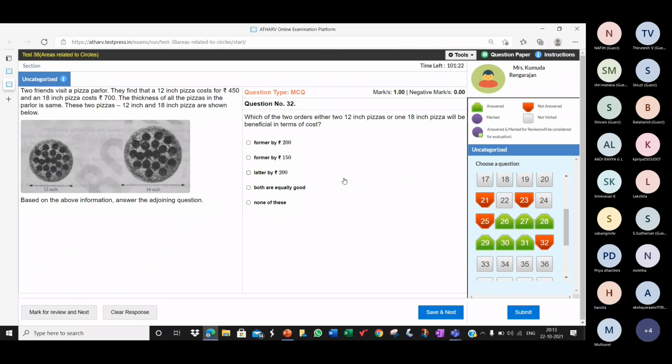So the first option, meaning the first order, will cost you 900 rupees. The second order will cost you 700 rupees. So which one is beneficial? The second one will be beneficial. Latter, second one meaning latter. Latter is beneficial by 200 rupees. You will save 200 rupees there. So latter by 200.